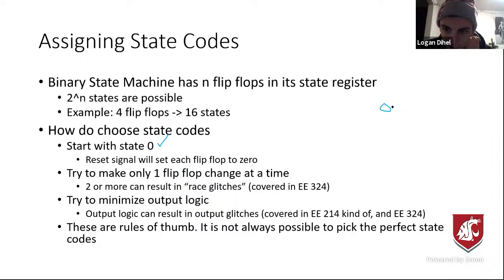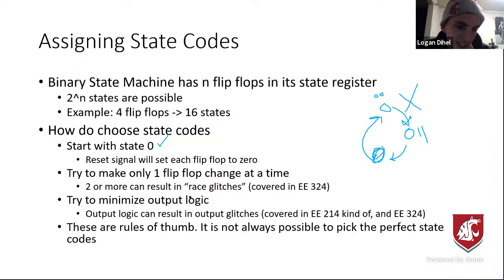Like if you have a loop of 3, it's going to be impossible for you to pick state codes that meet that, just because mathematics won't allow you to do that. But if you can, try to make only 1 flip-flop change at once. So do not do something like 0, 0 to 1, 1 if you don't have to. If you have to, then whatever, but if you have the option, don't do it.